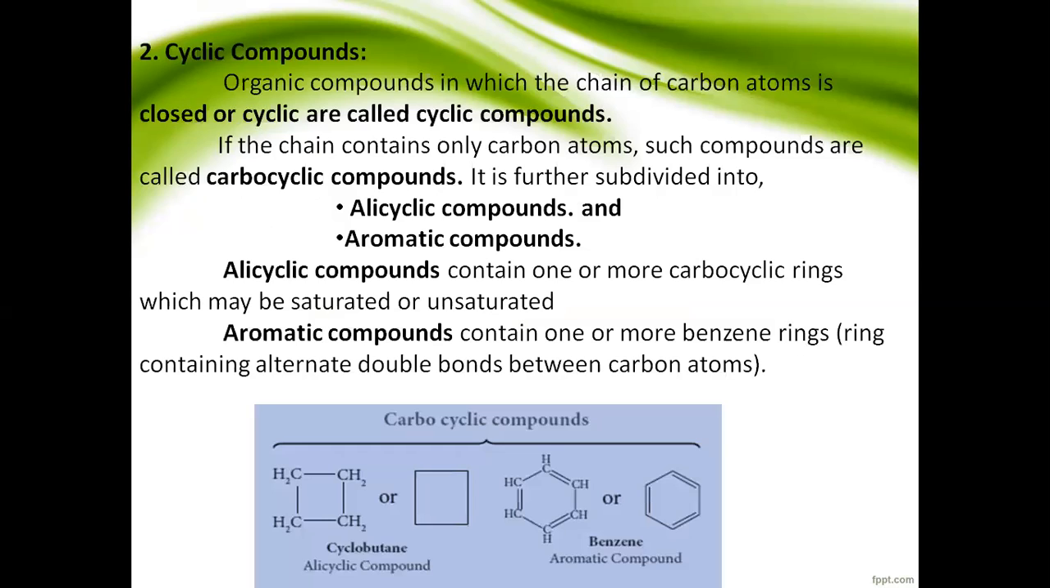But carbocyclic compounds do not contain other atoms like nitrogen, oxygen, sulfur, etc. They contain only carbon atoms. So carbocyclic compounds are further divided into alicyclic compounds and aromatic compounds. What is meant by alicyclic compounds? One or more carbocyclic chains which may be saturated or unsaturated.